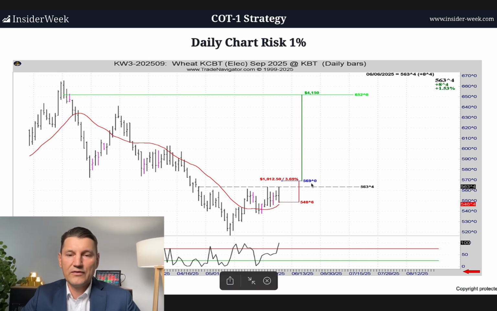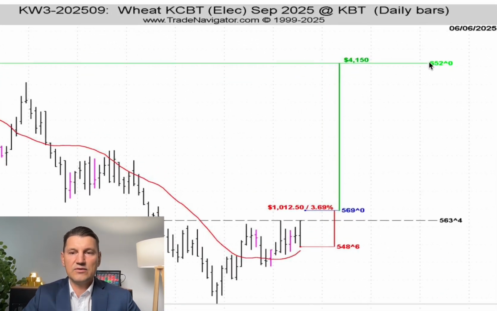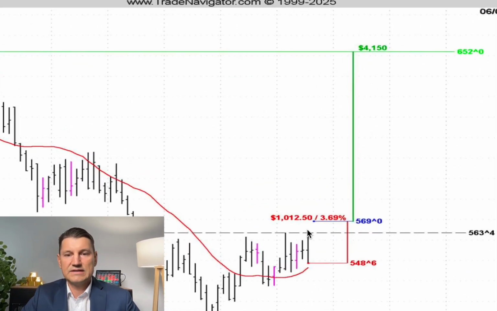Here, the blue one is the entry price. The stop loss is the red price, and the price target is the green price. As you can see, I will risk $1,012 per contract, and I will risk 1% of my $1.5 million account in this trade. It means $15,000. So I will buy here 14 long contracts in this market.